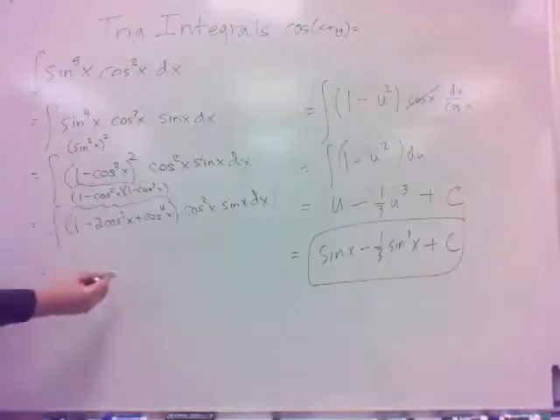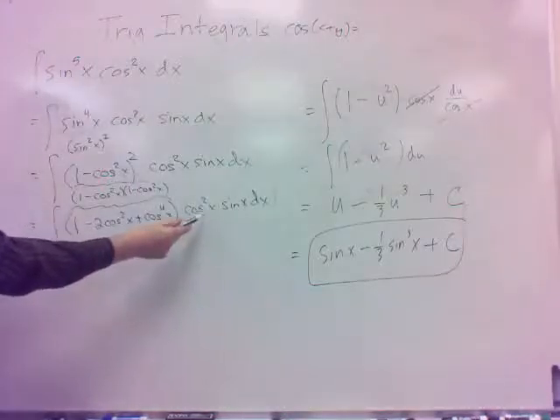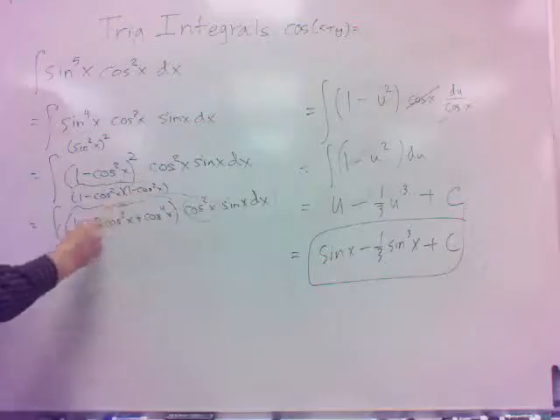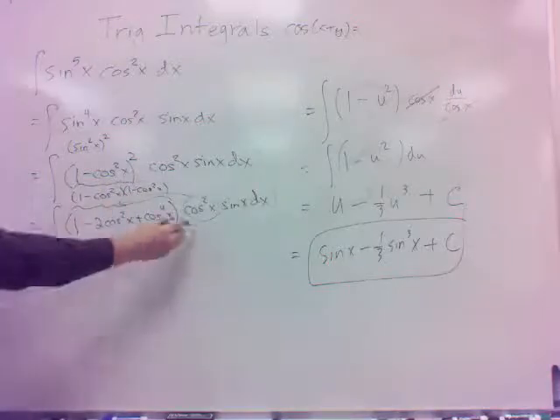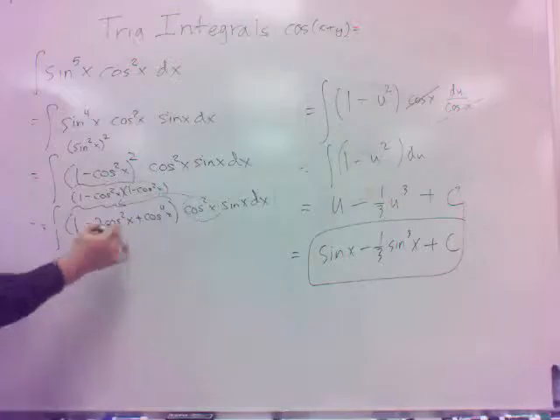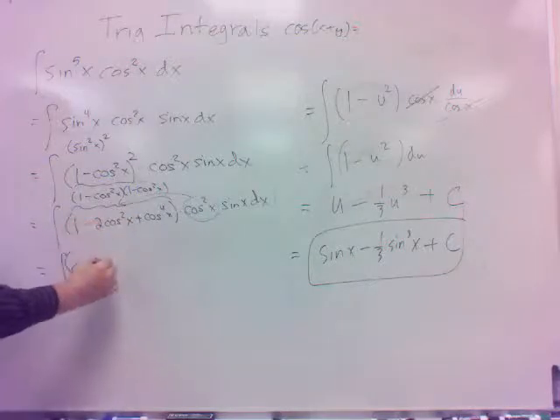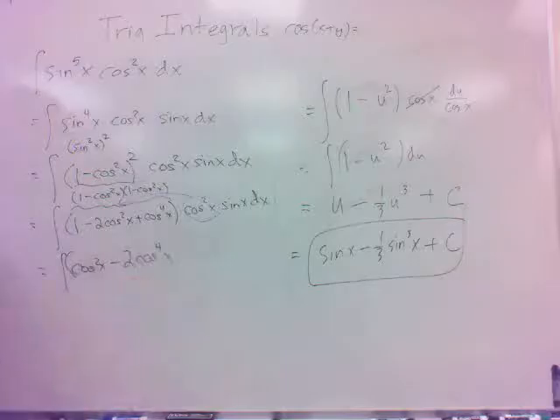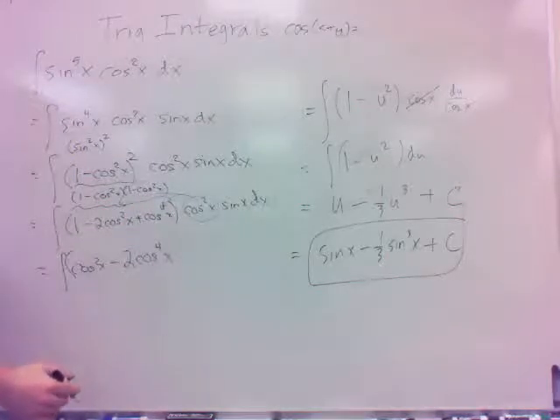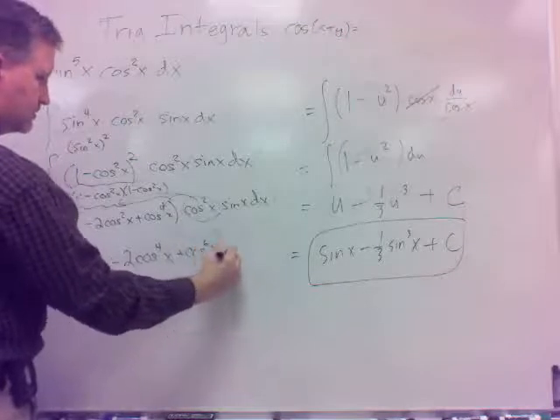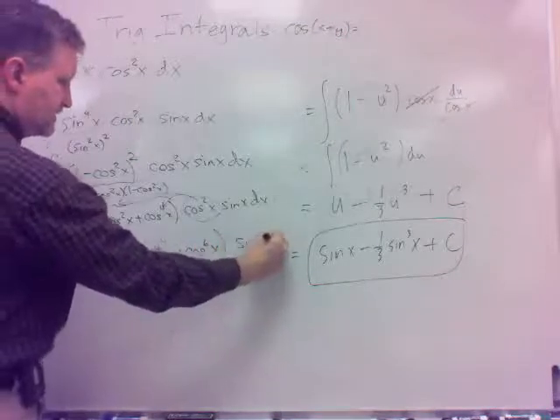Now what? Well, this is one where we have to have the step. Now we need to multiply in the cosine squared here. So this becomes cosine squared times 1 is cosine squared. Cosine squared times minus 2 cosine squared is minus 2 cosine to the fourth x. And then cosine squared times cosine to the fourth is cosine sixth. And then sine of x dx.